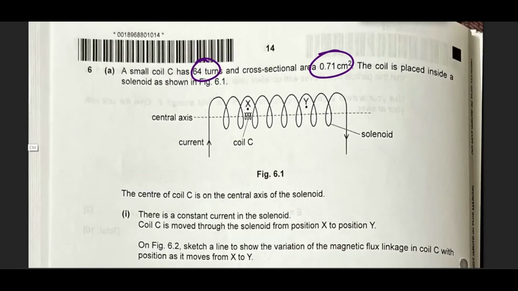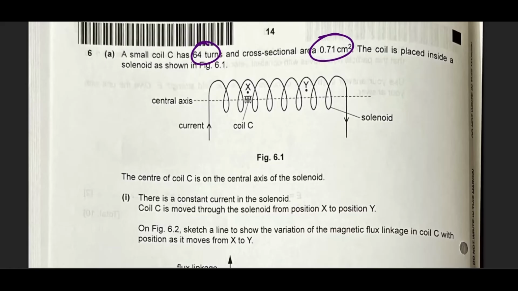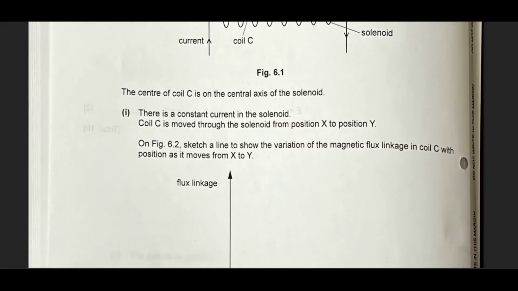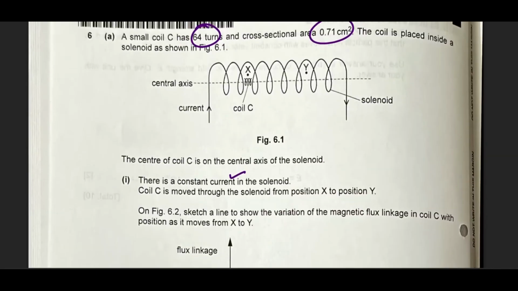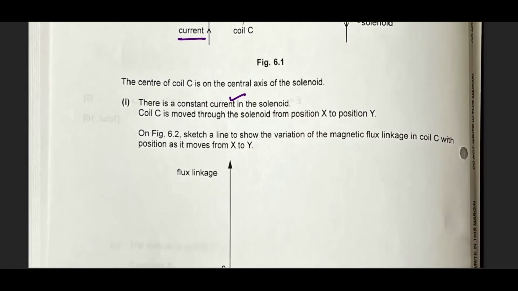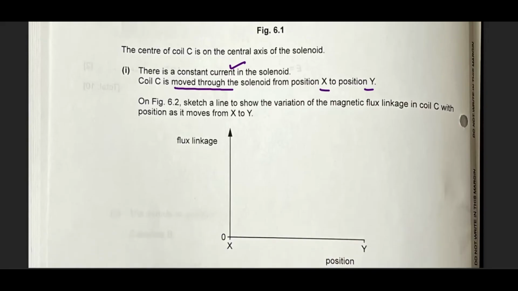Let's zoom in a bit. All right. So then he says that there is a constant current in the solenoid. Where is this current? This is the current. Now when the current passes through this coil, it acts like a bar magnet, and that bar magnet influences this coil, and it will cause an induced EMF on the coil, right? Okay, sketch a line. He says it's moved through the solenoid from position X to Y. Okay, fine.